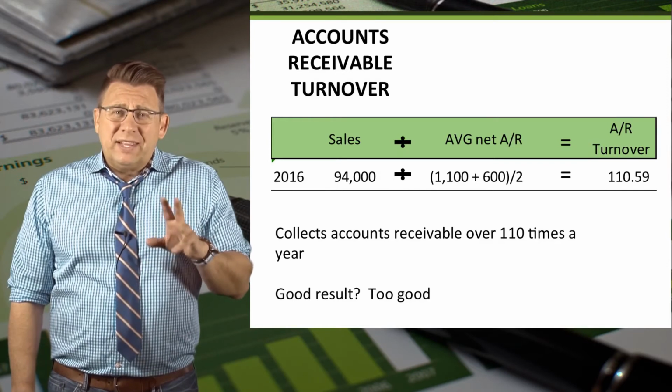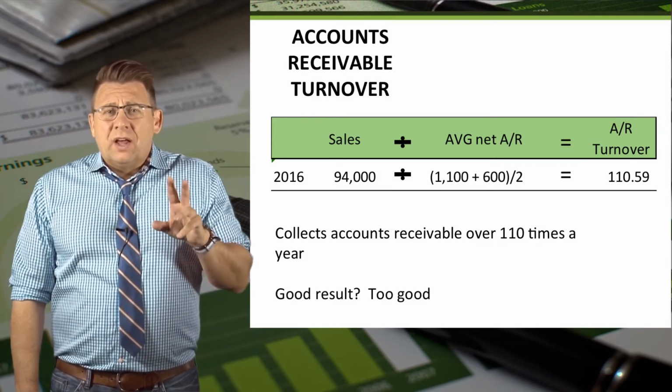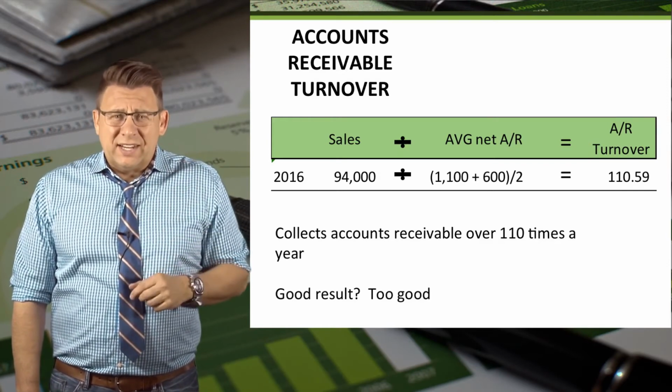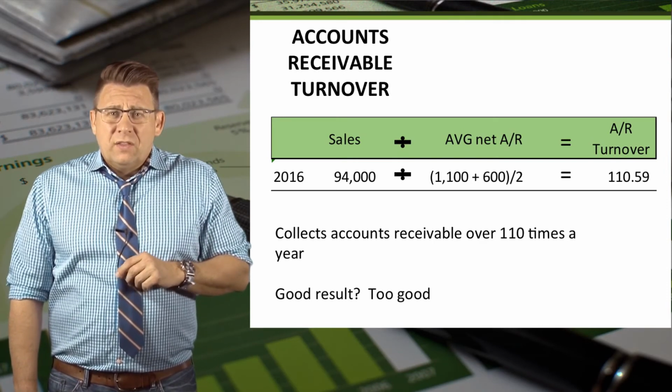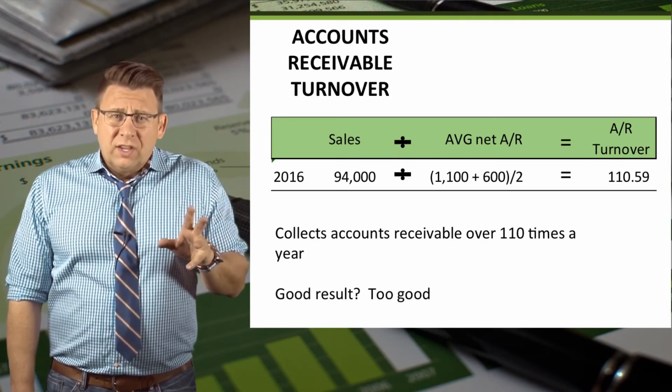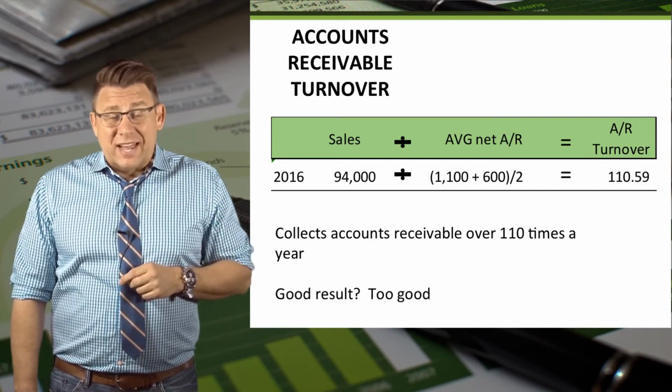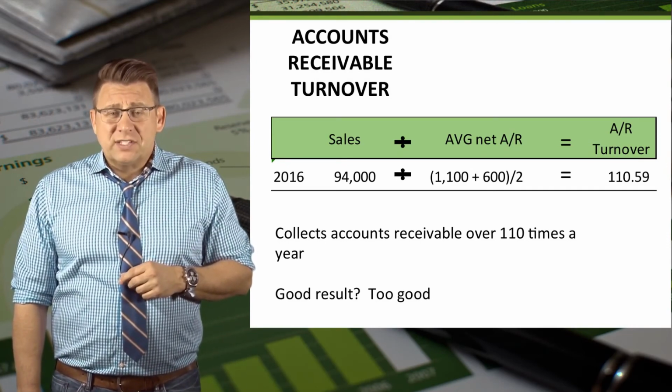This means that a company is collecting receivables over 110 times a year, or about once every 3 days. This result is so good that this is actually probably a business that has a lot of cash sales rather than sales on account.